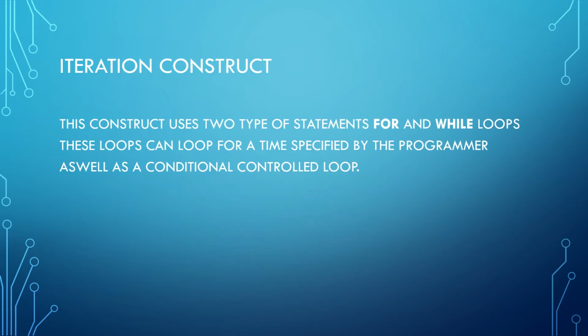So the final construct that you should know for GCSE is iteration. This construct uses two types of statements, for and while loops. These loops can loop for a time specified by the programmer, as well as a conditional controlled loop.